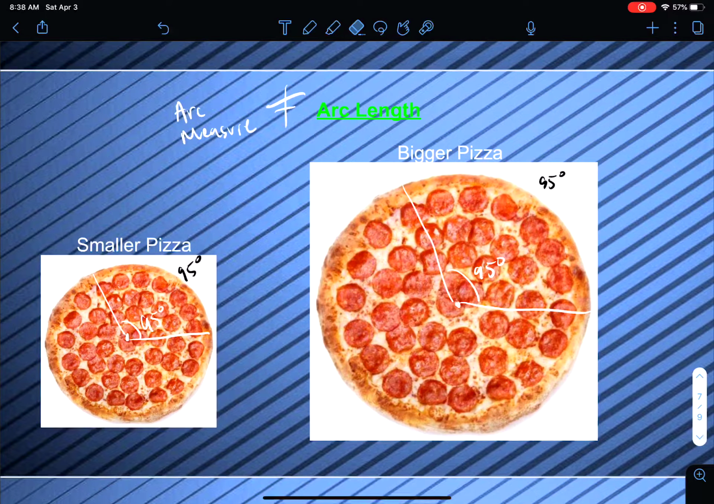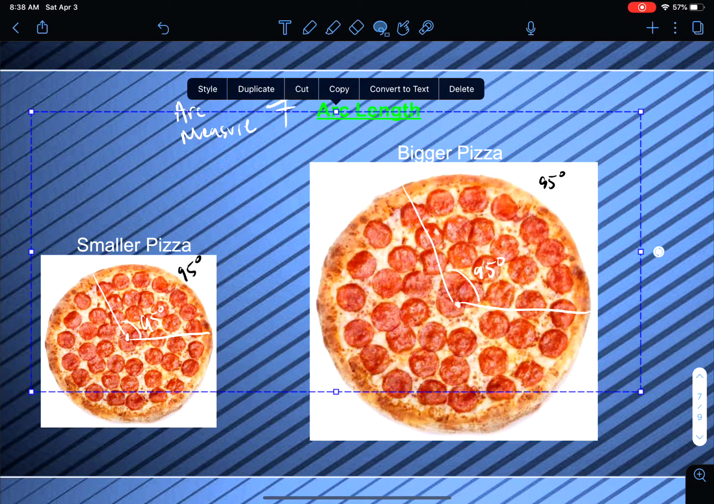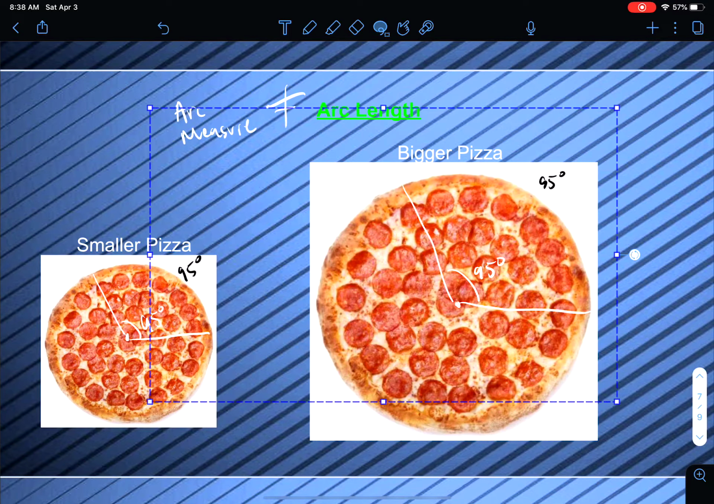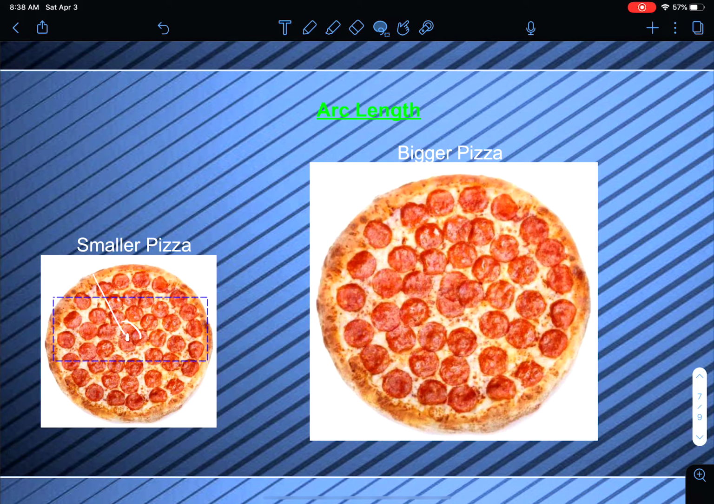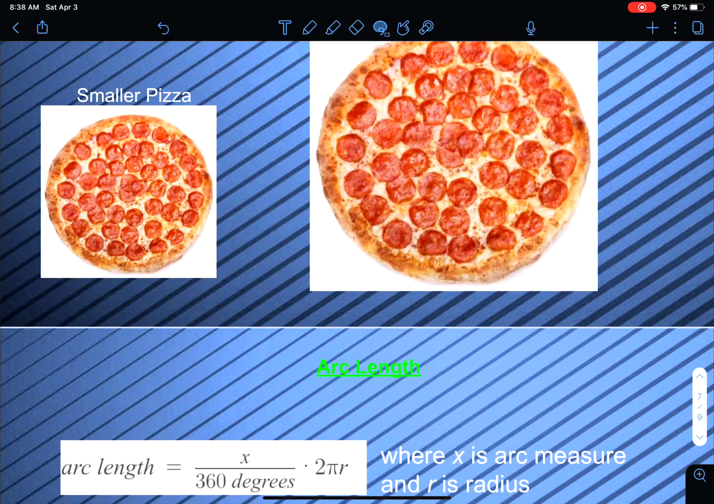Nice. Okay. I wrote some stuff here just to show some things, but I should delete that. Let's get rid of that. Let's get rid of this. Okay. Now we're going to be talking about arc length.